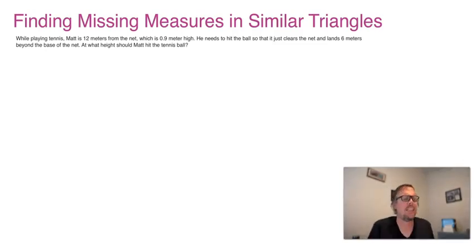So this problem involves two different heights, the height at which he should hit the ball and the height of the net. And it also involves two different distances. It says that he's 12 meters from the net and that we want the ball to land 6 meters from the net on the other side. Because it has so many different measurements, I'm not even going to attempt to do this without drawing a diagram.